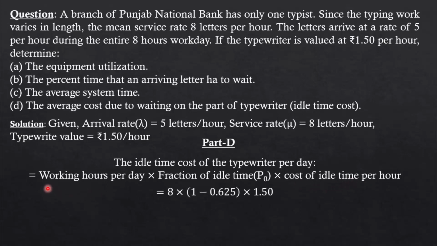The working hours per day is 8, and the value of P0 is given by 1 minus rho, and we have calculated that rho is equal to 0.625. So this is P0, multiplied by the cost of the typewriter here. The cost of the typewriter is 1.50 per hour. Now when we calculate this, we get the value as rupees 4.50 per day. So this is the idle time cost of the typewriter per day.